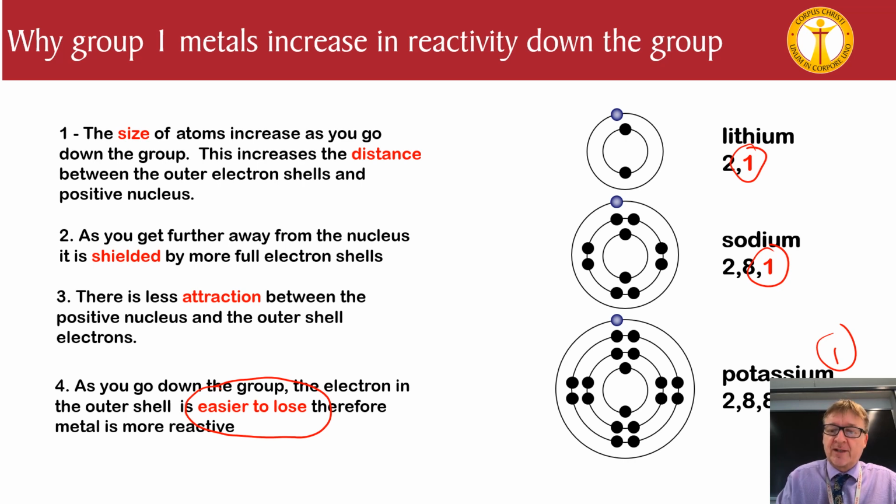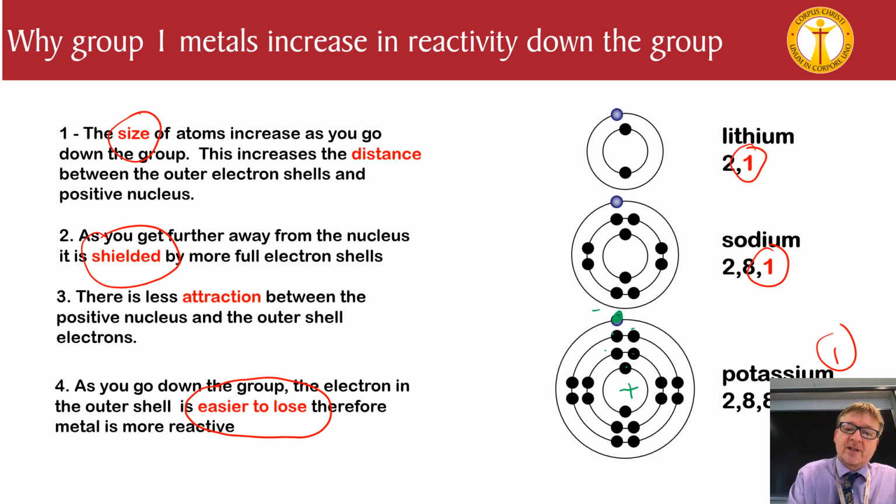The reasons why it's easier to lose that outer electron is because of size. The bigger it is, and potassium's the biggest, the easier it is to lose the outer electron. You've also got shielding. So what shielding is, where if I've got my positive centre there on potassium and that outer electron, I've got 1, 2, 3, 4, 5 electrons that could possibly be in the way. And what it does, it shields between the negative electron and the positive nucleus.